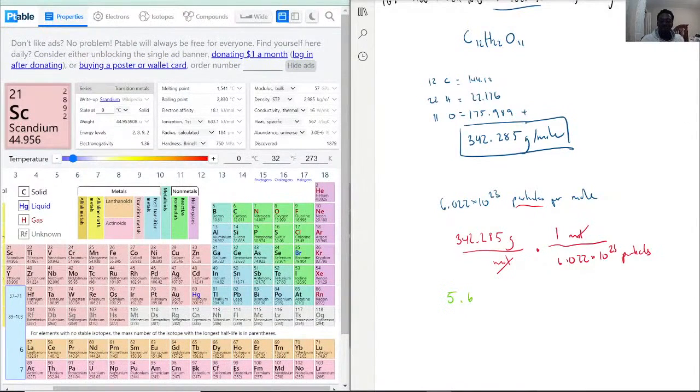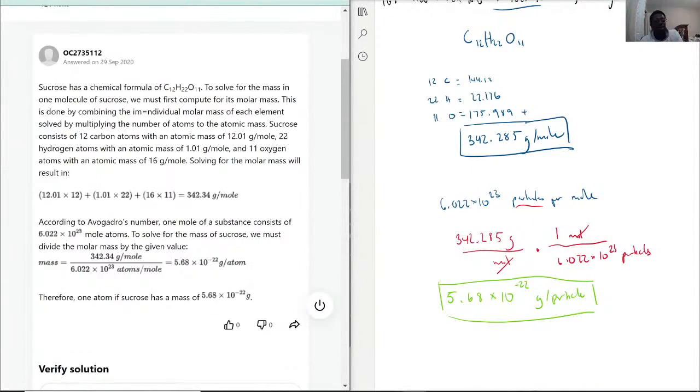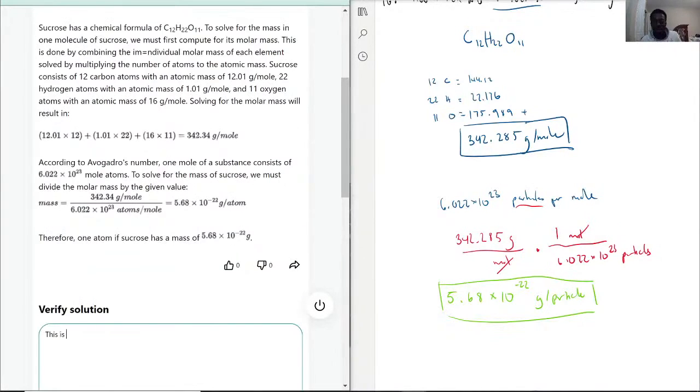You have to make sure you read the question carefully and know exactly what they're asking for here. So if I go back to this, how much does one sucrose molecule weigh? We got the molar mass, and then we were able to divide that by Avogadro's number. We got 5.68 times 10 to the negative 22, which is exactly what I got as well. This is indeed correct.